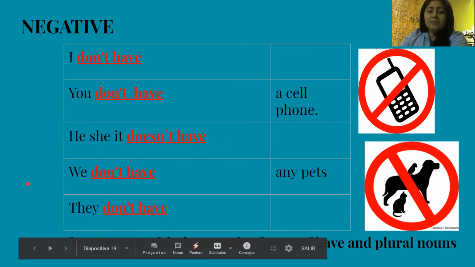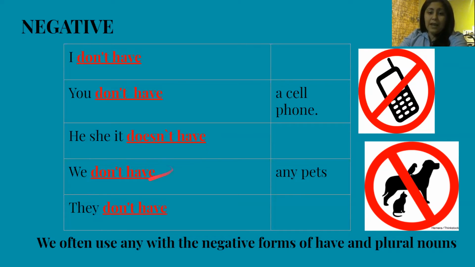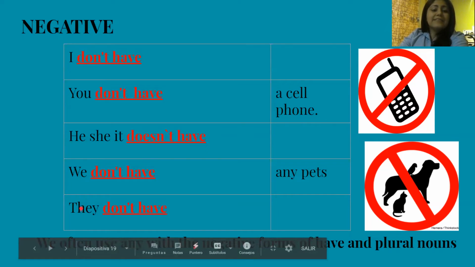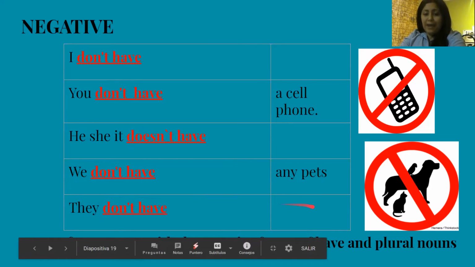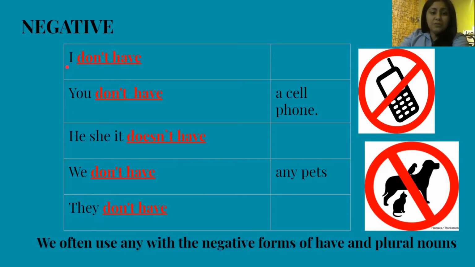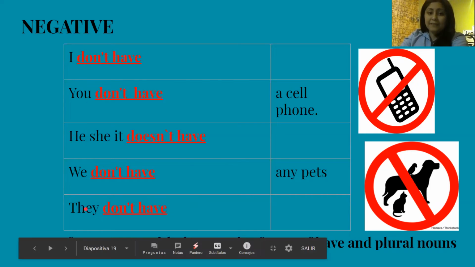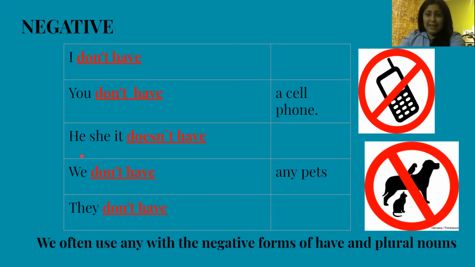We don't have any pets. They don't have any pets. Okay? So for negative, you have to use don't have for I, you, we, and they. And doesn't have with he, she, and it.